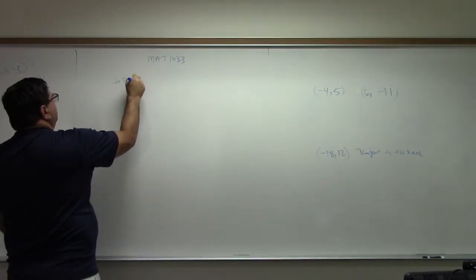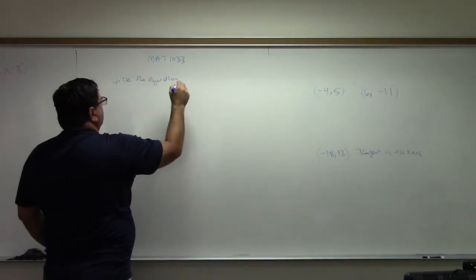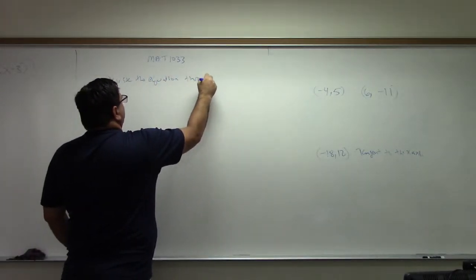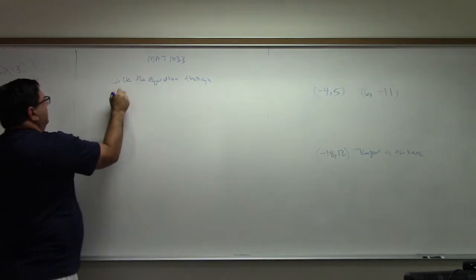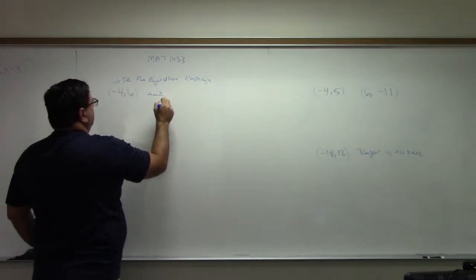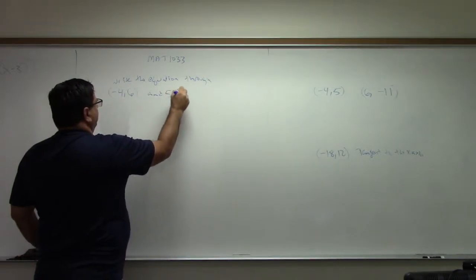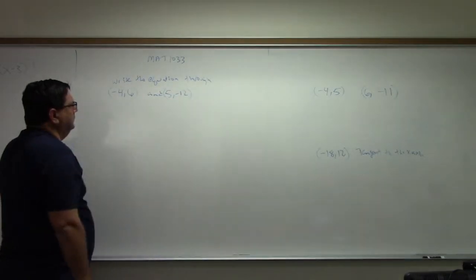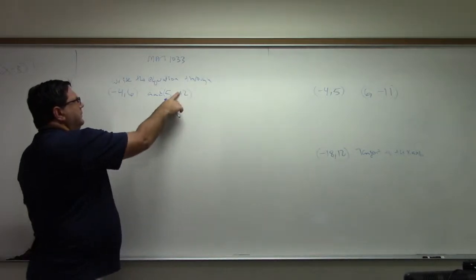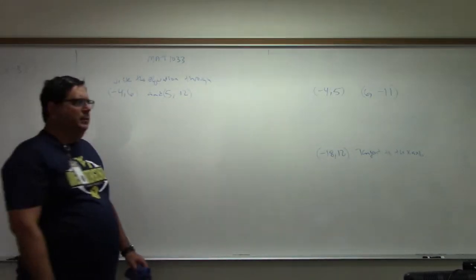Write the equation through a -4, 6, and 5, -12. Or 5/12. Let's say 5/12. All right, let y'all try that.